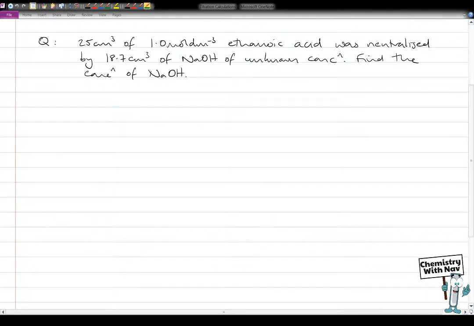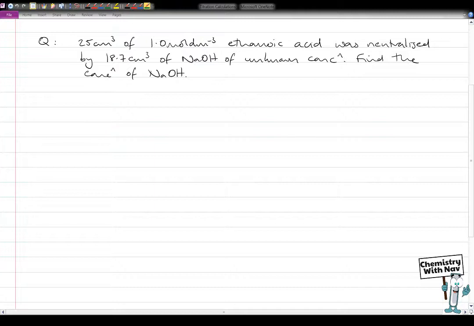So the best way to do this is by actually trying a couple of questions. In this first question, 25 cm cubed of 1 mole per decimeter cubed ethanoic acid was neutralized by 18.7 cm cubed of sodium hydroxide of unknown concentration. Find the concentration of NaOH.